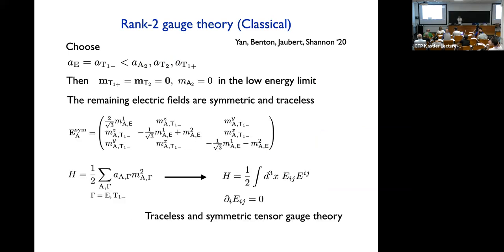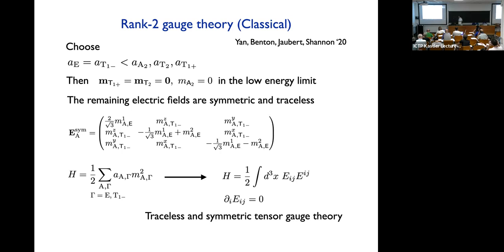There's a question in the chat. Are you contracting the divergence with one of the indices of Bij? Yes. So that the zero is a vector. That's correct. Yeah. It's going to be a charge, the vector charge theory.